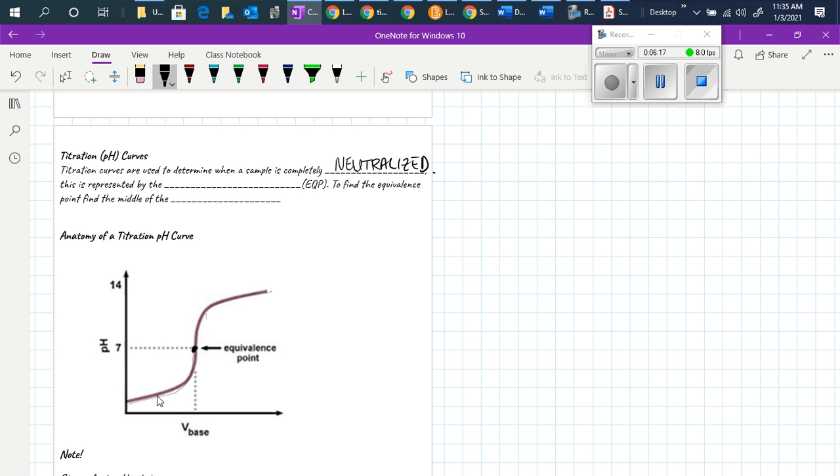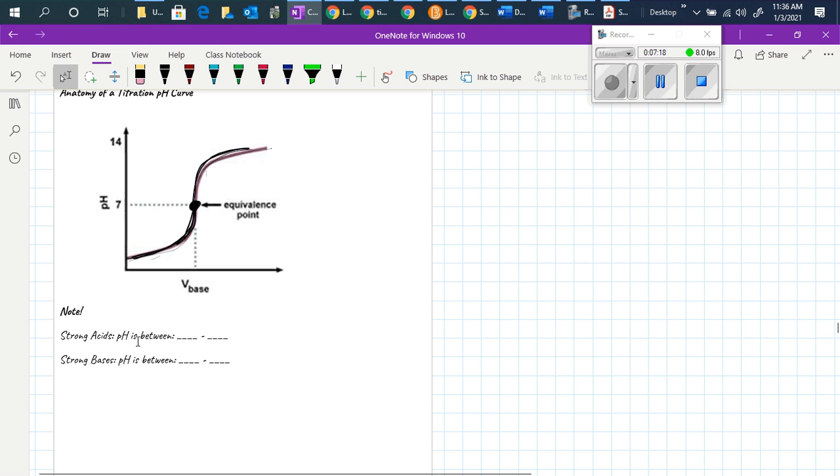So when you see this curve here, completely neutralized means the pH is equal to 7. This is represented by the equivalence point, which for simplicity is known as EQP. To find the equivalence point, look at the middle of the inflection point, where the curve changes direction from curving up to curving down.